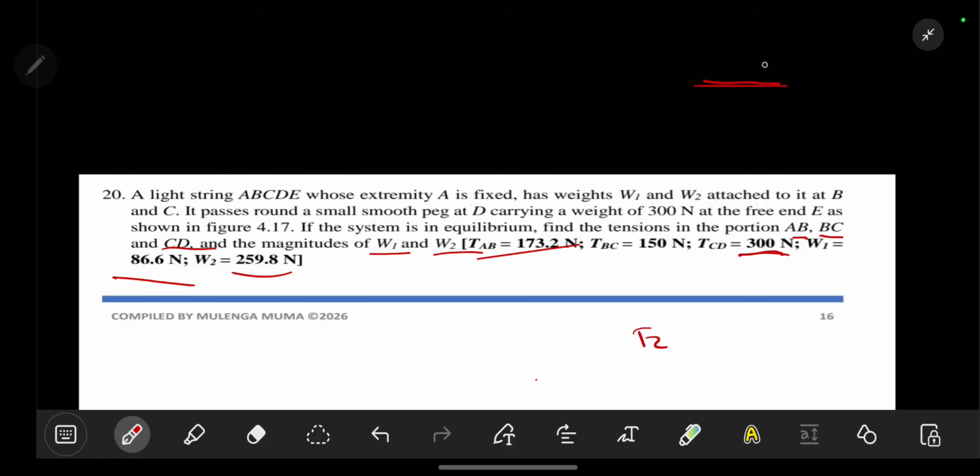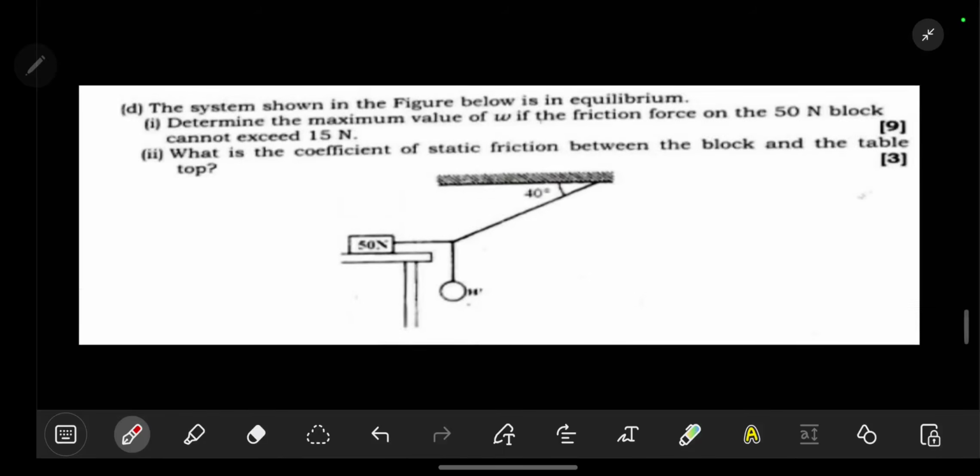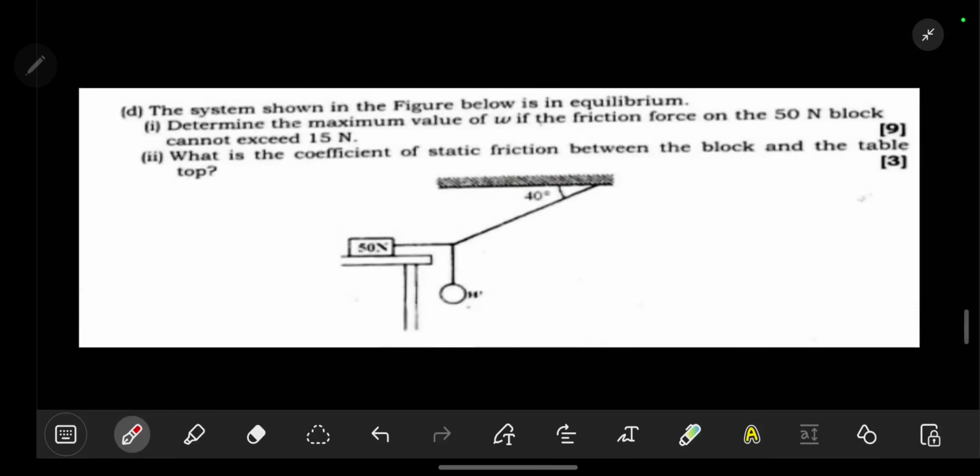Let's move on to our last problem. It says the system shown in the figure below is in equilibrium. Determine the maximum value of W if the friction force on the 50 Newton block cannot exceed 15. What is the coefficient of static friction? So here what we are told is to find the maximum value of W, the weight here. Then the other thing is that it is in equilibrium, meaning to say it's not moving.